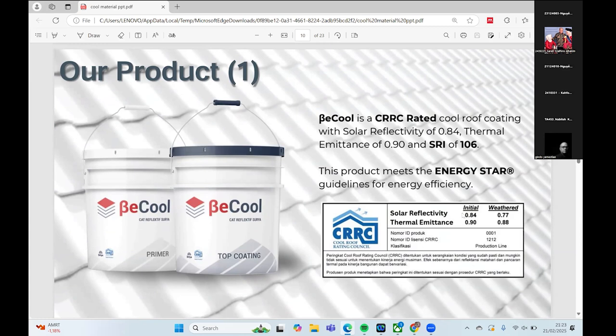When we take a look at the numbers here, solar reflectivity is 0.84, which means that 84% can be reflected to space. And the thermal emittance is 0.9, which means that 90% can also be emitted to space. After 3 years, the reflectivity is going to reduce to 0.77 and the emittance to 0.88. This is like aging after using it for 3 years.